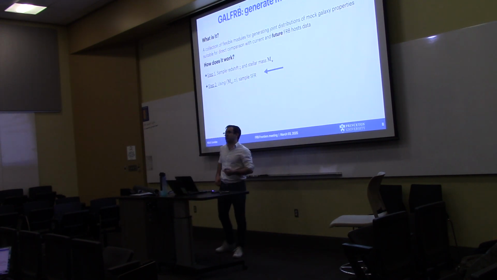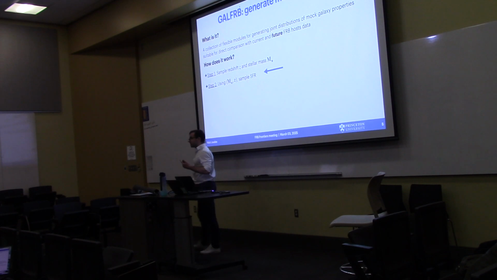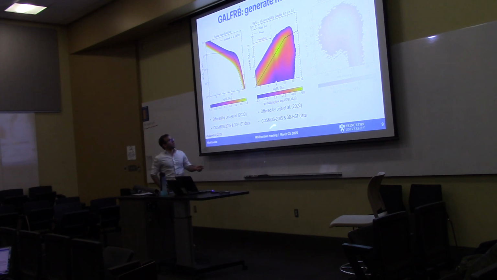Now, once you have a stellar mass and a redshift, you need to assign a star formation rate to your galaxy. How can you do that? Again, you can use the model by Joel, a normalizing flow. It's a neural network, and it samples star formation rate for a given stellar mass and a given redshift. Here in this figure, I show you the probability density in the SFR-stellar mass plane for a given redshift. Generally, this evolves with redshift, and we take this into account.